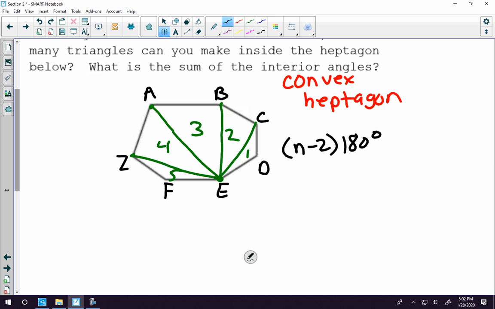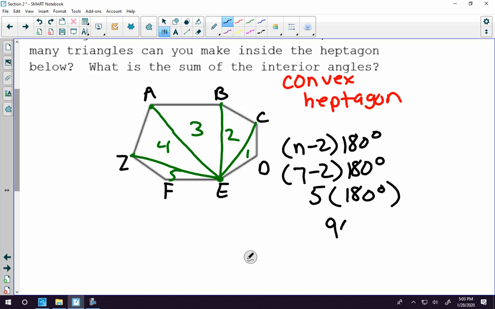then the sum of the interior angles is going to be found by (n minus 2) times 180. N represents the number of sides. So if this is a convex heptagon, we're going to go (7 minus 2) times 180 degrees. 7 minus 2 is 5. And then 5 times 180 will give us the sum of the interior angles of a convex heptagon.